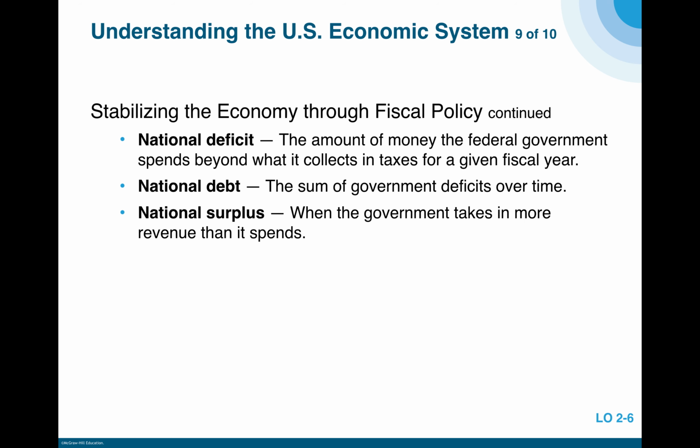A couple other things that we always hear in the news: national deficit, which is the amount of money the federal government spends beyond what it collects in taxes for a given fiscal year. We have national debt, which is the sum of the government's deficits over time, and then national surplus, when the government takes in more revenue than it spends, which I couldn't tell you the last time we had a national surplus.